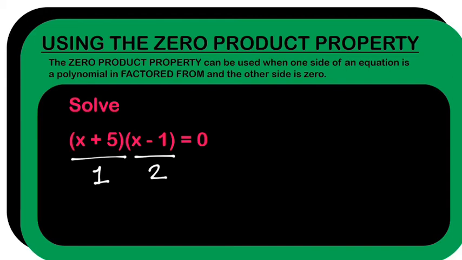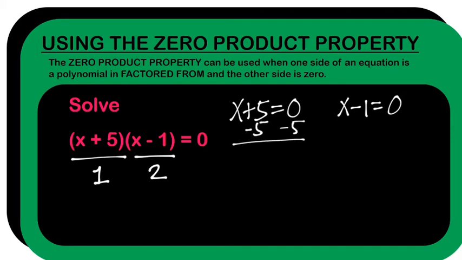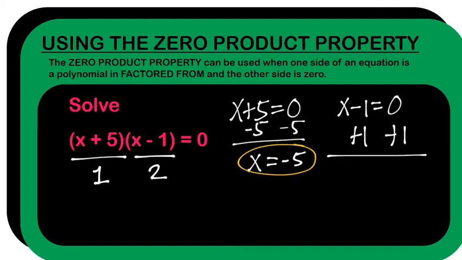So for thing number 1, I want x plus 5 to equal 0. And what value of x will make that happen? That's what I'm trying to find. And for thing number 2, I want x minus 1 to equal 0. What value of x will make that happen? Well, if I subtract 5 on both sides, it looks like x equals -5 is one solution to this problem. And if I add 1 to both sides, it looks like x equals 1 is another solution.